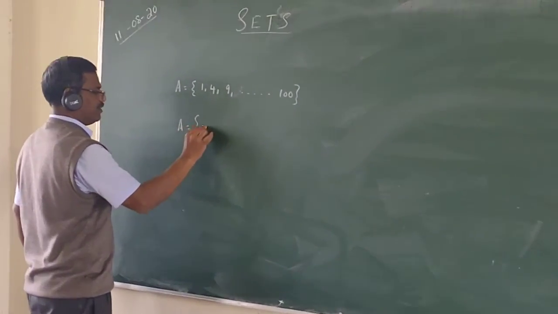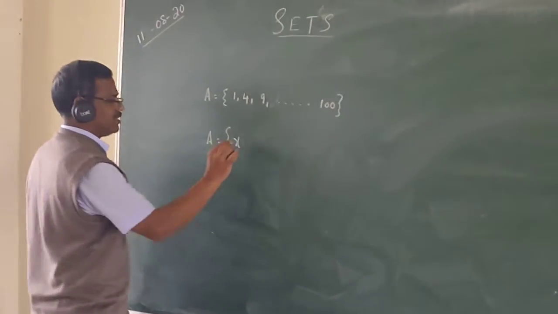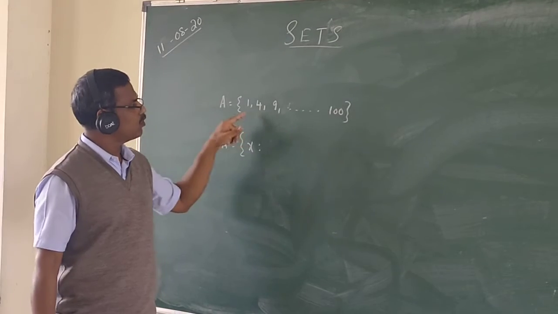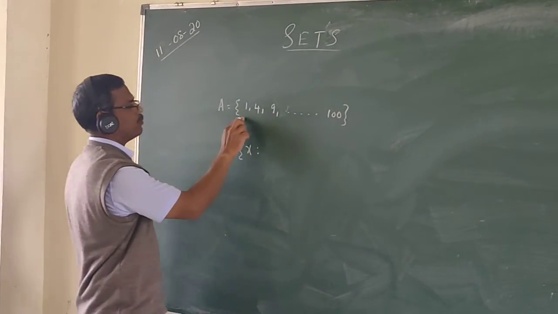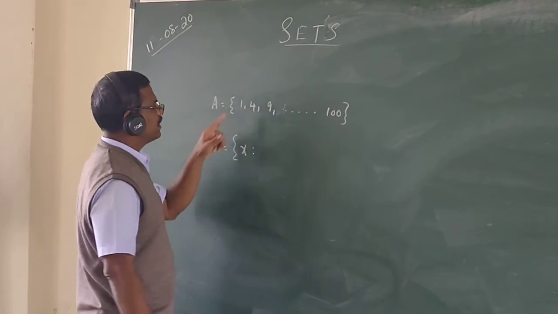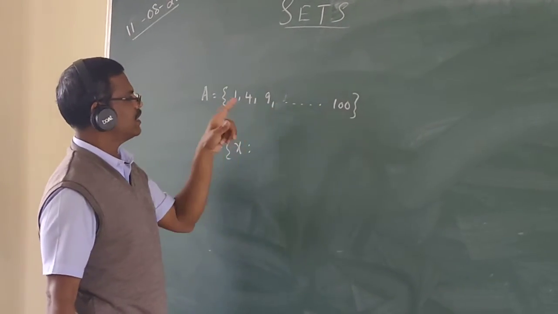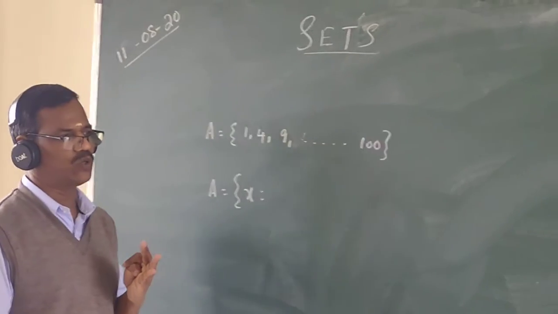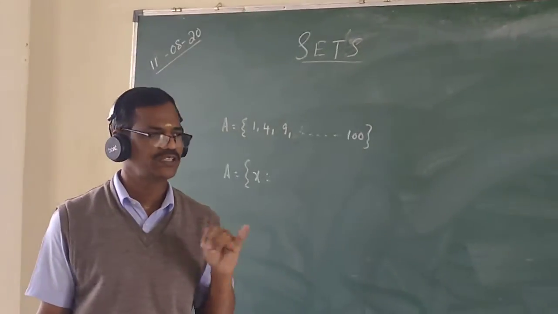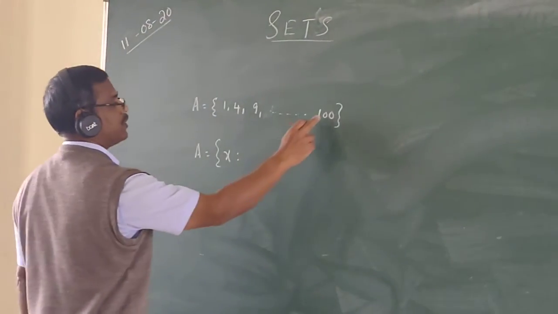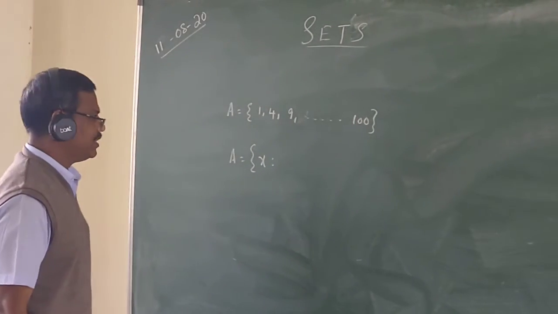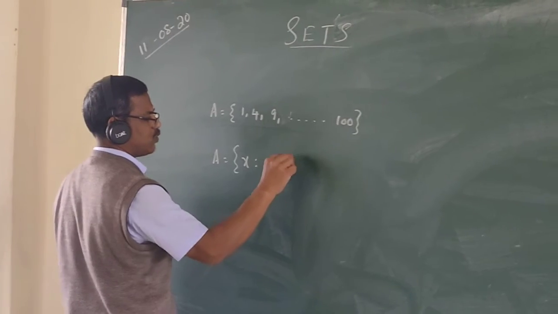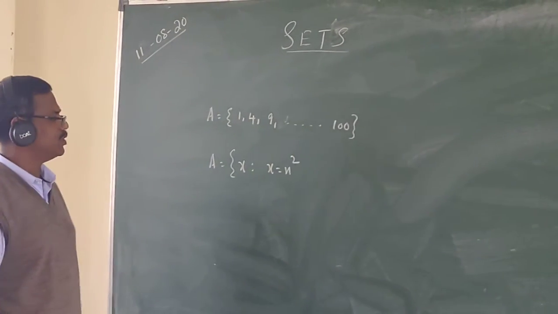Yes, variable x, such that what is the common characteristic property following here, that you have to observe properly. Here 1, 4, 9, etc. are all square numbers, perfect square numbers. 1 square, 2 square, 3 square, 4 square, etc. up to 10 square it is coming. So it is x, where x is a square number. x is equal to n square.